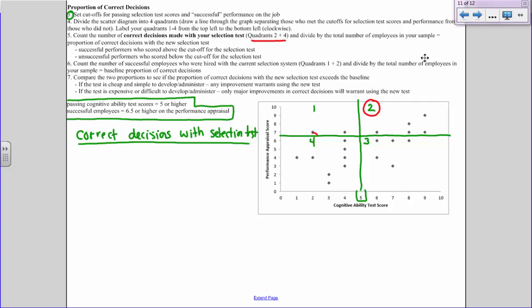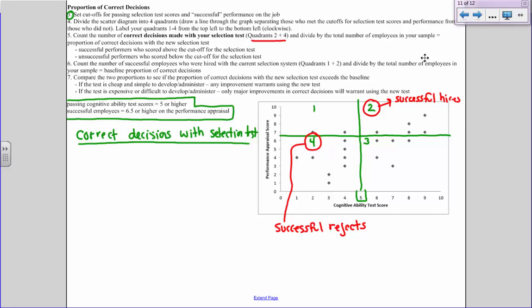So 2 and 4. Those in quadrant 2 scored high on the test and had good performance. So these would be successful hires with your new selection system, right? The people in quadrant 4 would be successful rejects. So if you were using this cognitive ability test, they would not have scored a 5 or higher, and they don't have acceptable performance. So in that case, you correctly identified employees who shouldn't be hired and successfully rejected them.